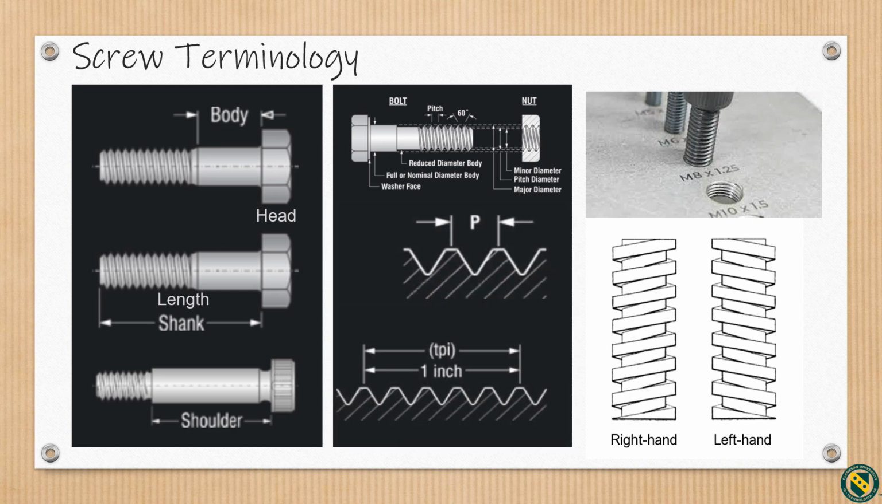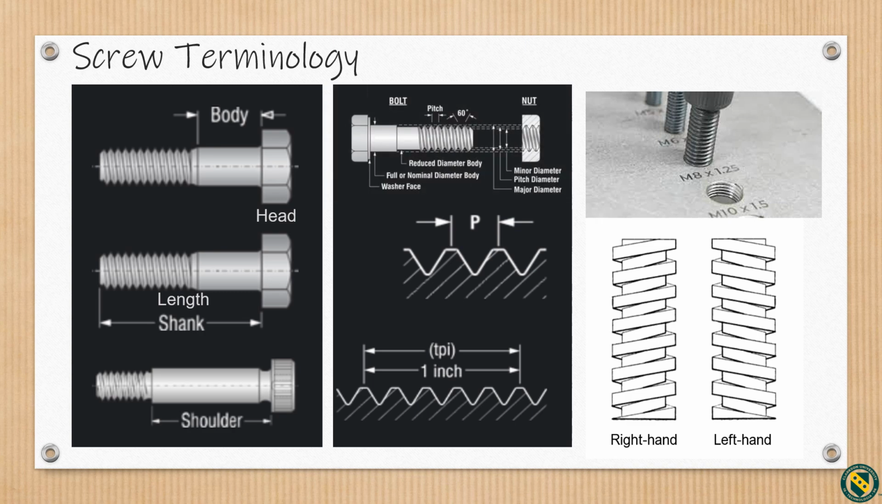Pitch is the distance from a point on the screw thread to a corresponding point on the adjacent thread, measured parallel to its axis in the same axial plane and on the same side of the axis. The term pitch is mainly used in the metric system and is specified in millimeters. Threads per inch, or TPI, is a decimal count of the number of threads in 1 inch of a screw thread. The term threads per inch is used for inch fasteners.